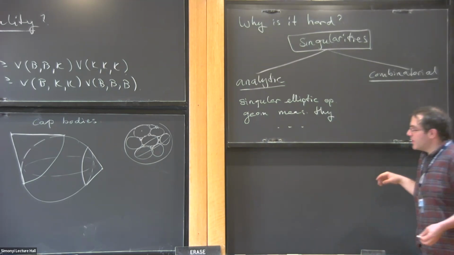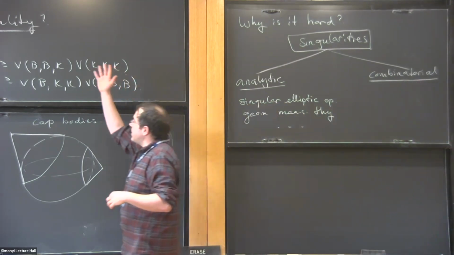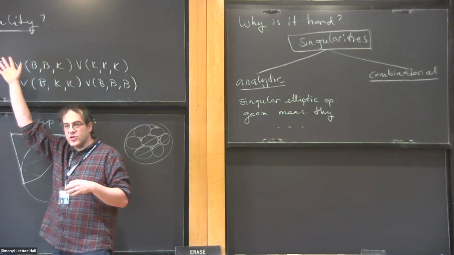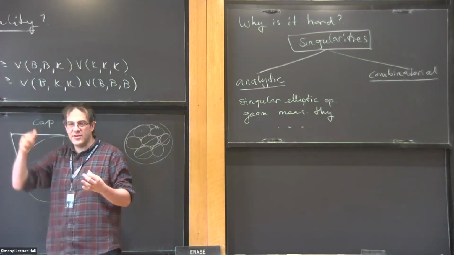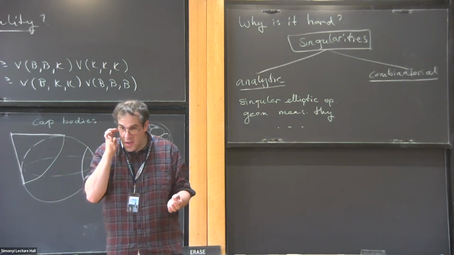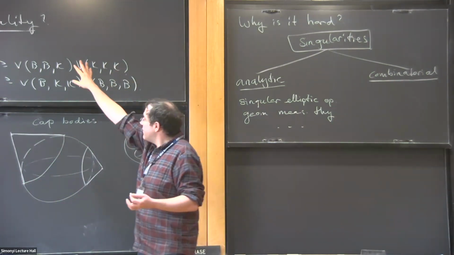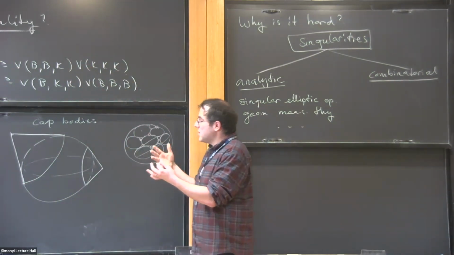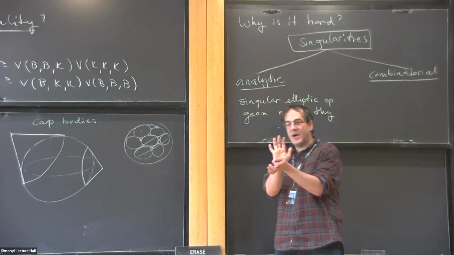Then we also have combinatorial problems. So suppose now that all of these bodies were polytopes. Now these are just matrices, right? There's nothing fancy going on. But we have all of these different convex bodies, and each of them has a different boundary structure, right?